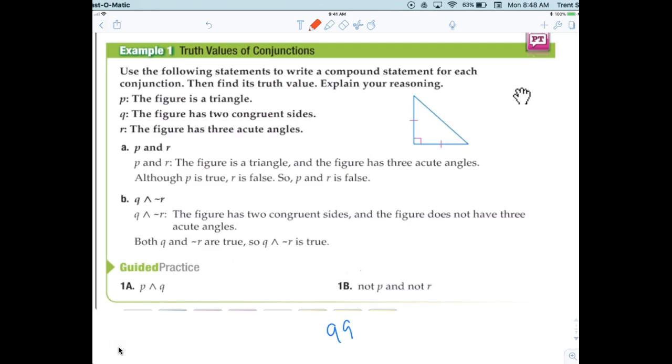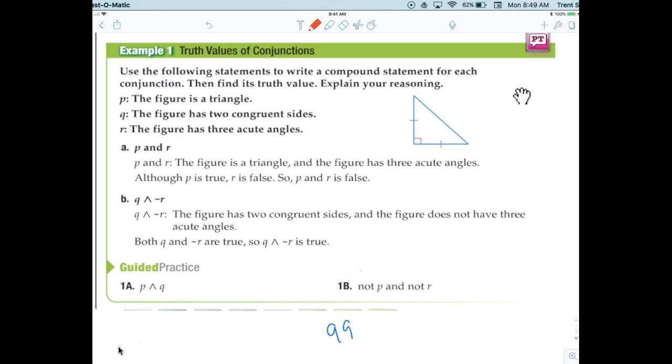P, the figure is a triangle. Is that true? Yes. The figure has two congruent sides. Is that true? Yes. The figure has three acute angles. No. False. Definitely false, because one is a right angle. So P is true, Q is true, and R is false. Is P and R both true? No. So that would be a false statement.